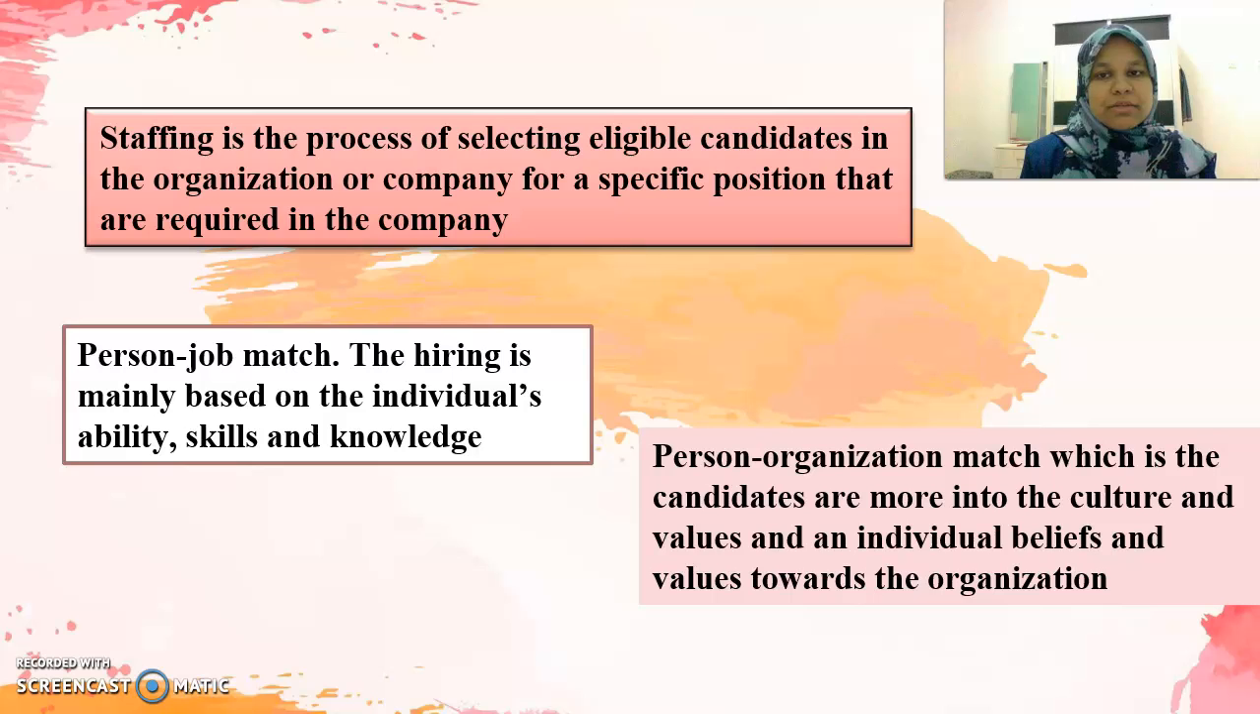And the third question is related to person-job match and person-organization match. So staffing is the process of selecting eligible candidates in the organization or company for a specific position that is required in the company. So what is person-job? Person-job is hiring based on the individual's abilities, skills and knowledge. Person-organization is actually related to culture and values towards the organization.